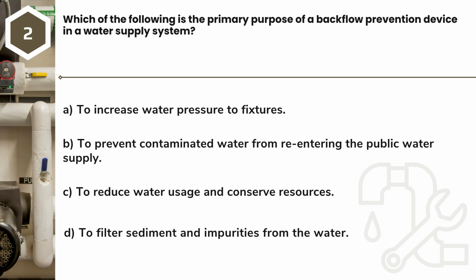Question 2. Which of the following is the primary purpose of a backflow prevention device in a water supply system? A. To increase water pressure to fixtures. B. To prevent contaminated water from re-entering the public water supply. C. To reduce water usage and conserve resources. D. To filter sediment and impurities from the water.